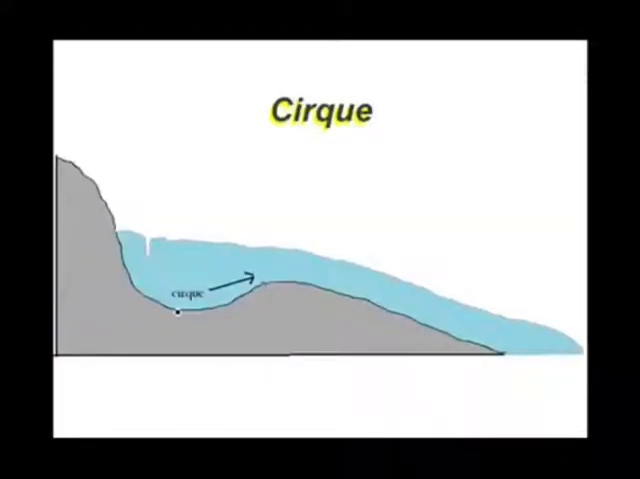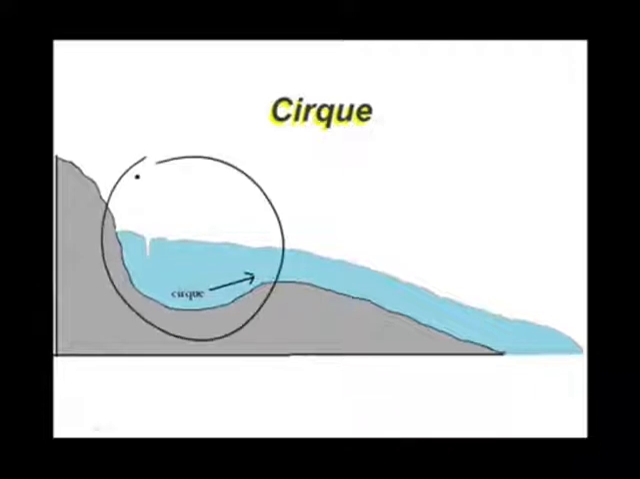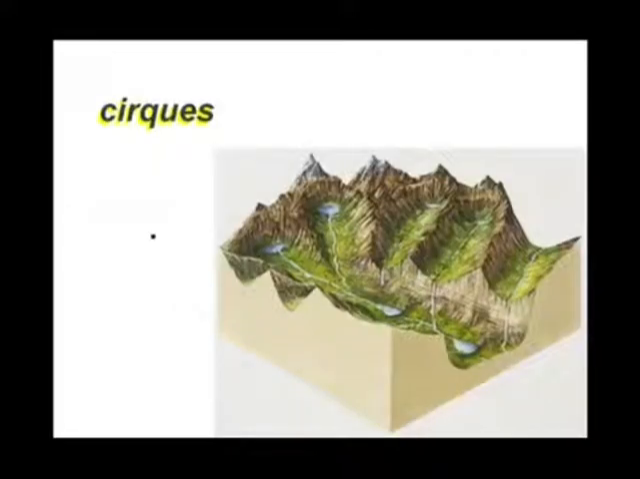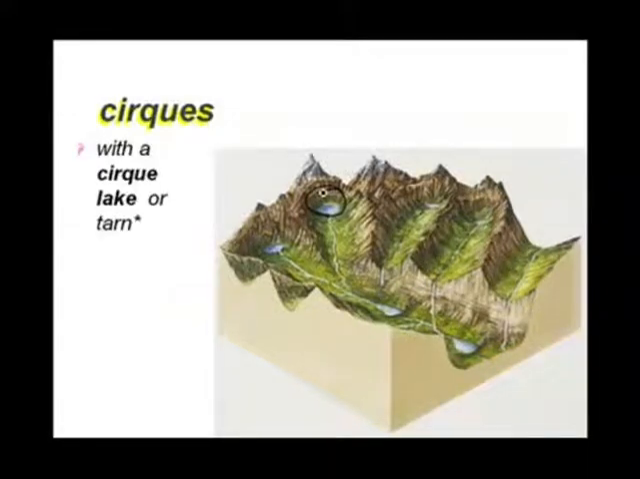Let's start at the top. The top of the glacier is a circular area called a cirque. Another look at those cirques. As I said, they're circular areas located at the top of a glacier valley where the ice begins. Sometimes they'll have a cirque lake or a tarn in them. After the snow is all gone, that little depression is a great place to collect some water.